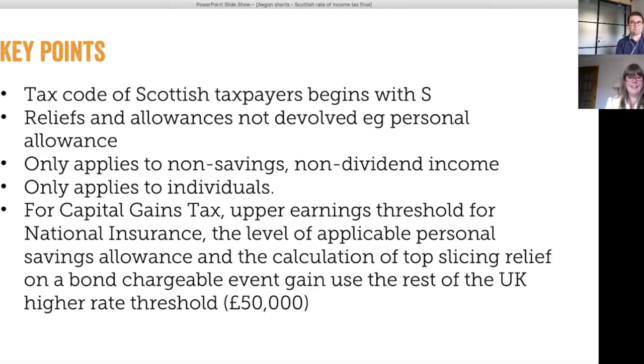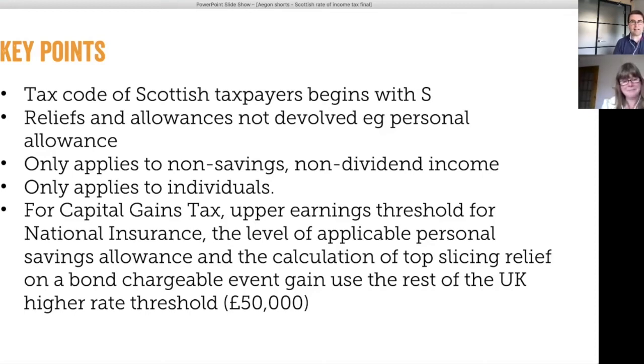Excellent, thank you. And then just a little reminder here as well. So for capital gains tax, the upper earnings threshold for national insurance, the level of applicable personal savings allowance and the calculation of top slicing relief on a bond chargeable event gain, it's the higher rate threshold that applies in the rest of the UK that would form part of these calculations. So it's not the Scottish equivalent, it's the UK rates that form part of these calculations.